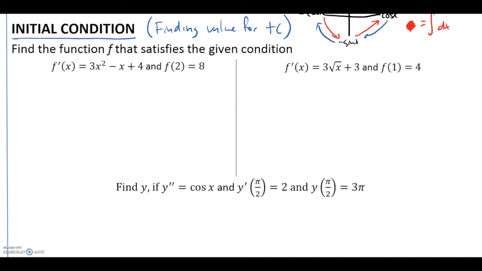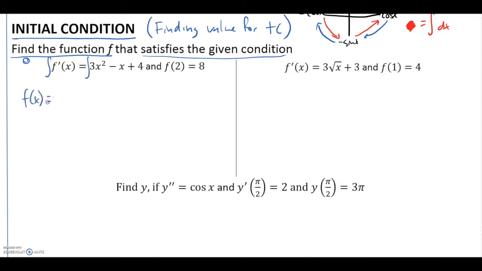And so let's look at the first example, where f prime of x equals 3x squared minus x plus 4, and f of 2 equals 8. Well, the directions say find the function f that satisfies the given condition. But the key thing is the first direction was to just find a function f, find our f of x. And we'll get that from integrating the function given to us.